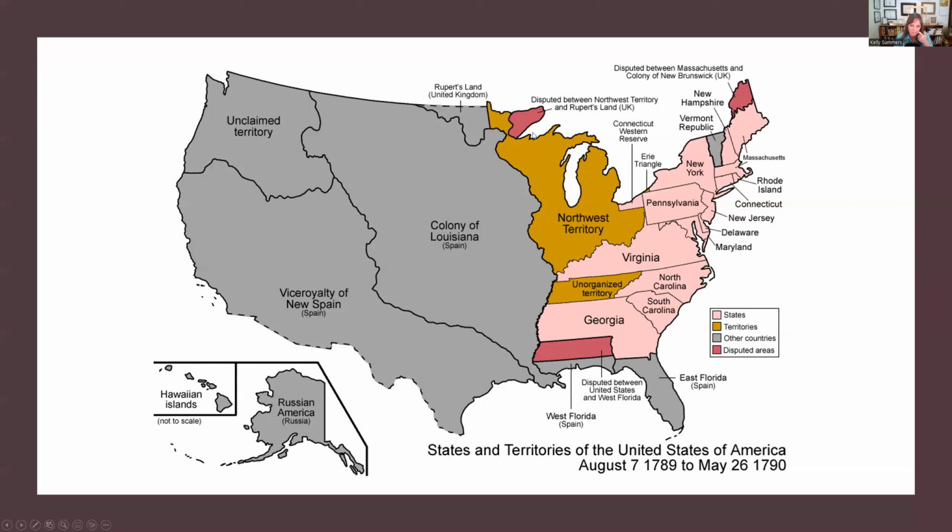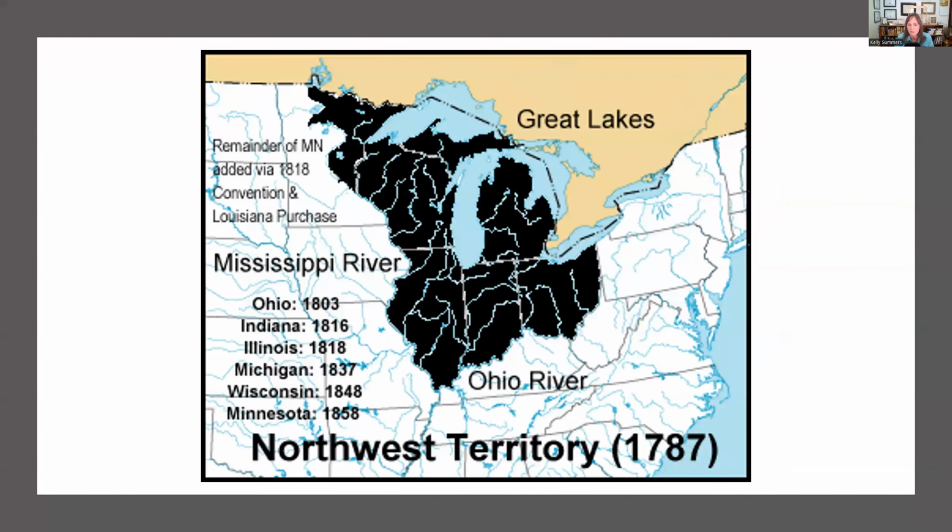Up here, notice we have the Northwest Territory. Many times before a state became a state, it was part of a territory. This slide shows the Northwest Territory zoomed in a little bit, and you can see it's the black area. The Northwest Territory later became 6 different states.